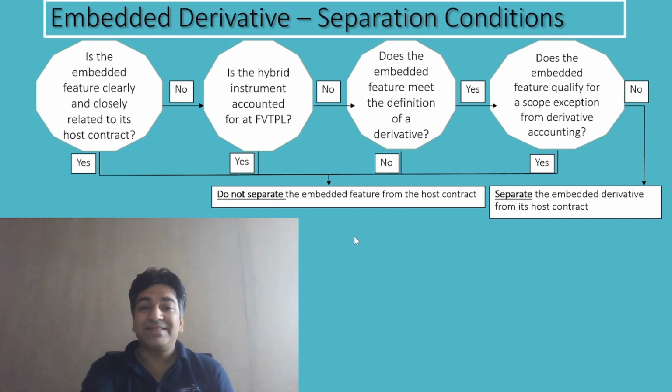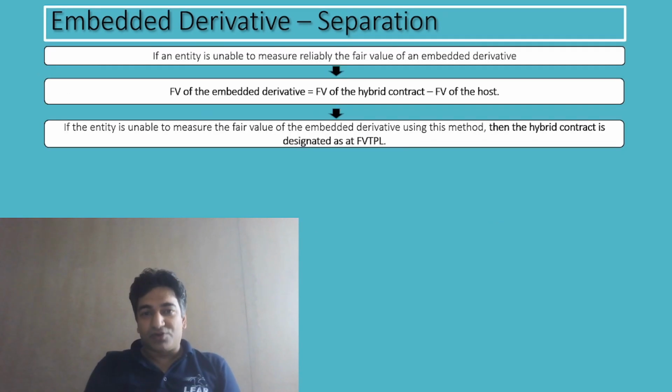So guys, all these conditions have to be met to fulfill the criteria. It is not that one condition is met and the second and third conditions are not met. All three conditions have to be met. So guys, now that we have understood the separation criteria, let us assume that the separation criteria have been met. Now there is a need for a separation.